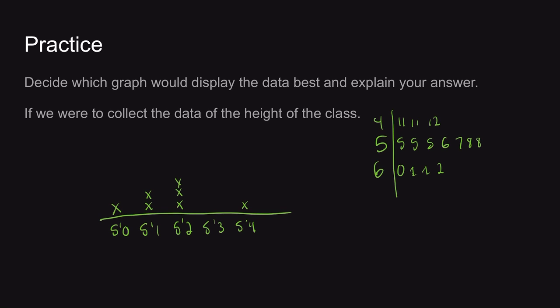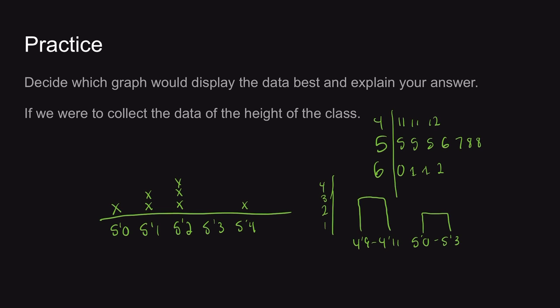A histogram could work. You could have the range of 4'9" to 4'11", I should say. 4'12" is 5 feet. And then there's 1, 2, 3 students that were in that range, and then there's another range of 5 foot to 5'3", and there's only 2 students in that range. That could work.